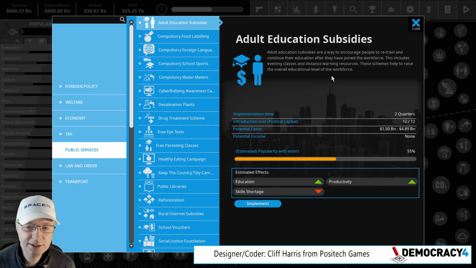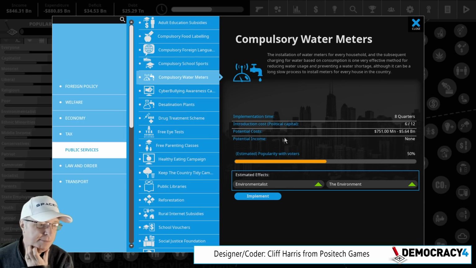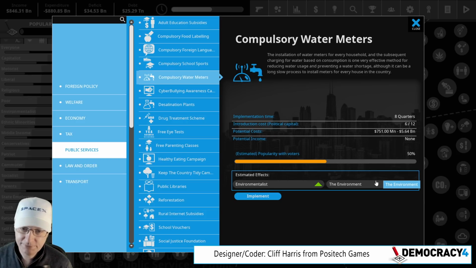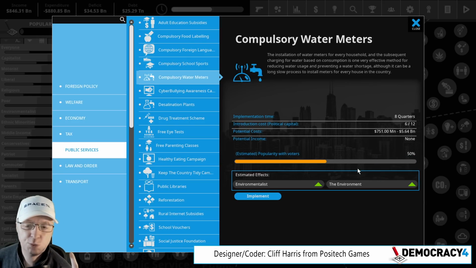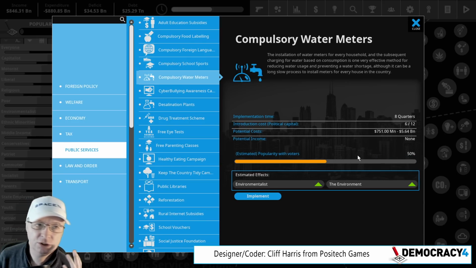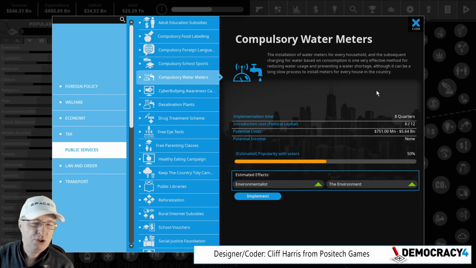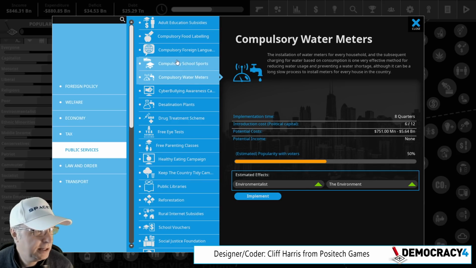I was thinking, why do water meters boost education? I haven't clicked on the right thing. So it says environmentalists like this, and the environment likes you for not wasting water. What it doesn't say is it reduces the likelihood of a water shortage. This is because we do not show you effects on situations that have not triggered. You have to kind of learn from experience. I think that's a good thing, otherwise we're kind of showing you the whole game before you played it.